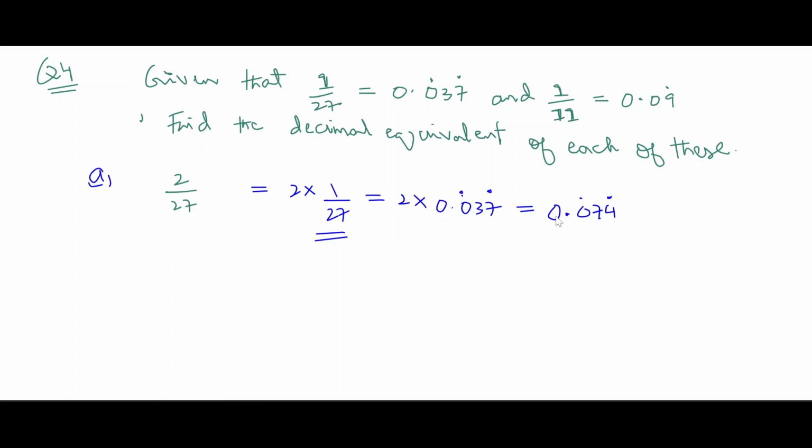Or you can divide 2 by 27 by the division rule. You will get the same answer, 0.0740740. There's a repetition, so you will write it like this: 074, and since we want to use the dot notation, 0.074 with the dots on top.